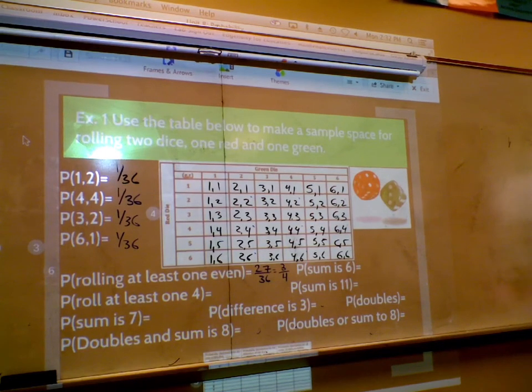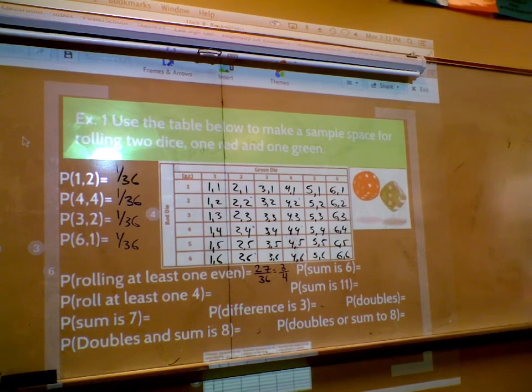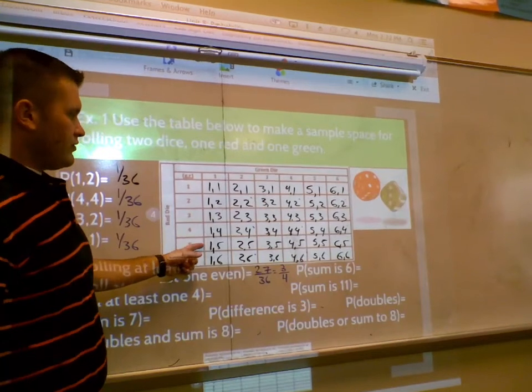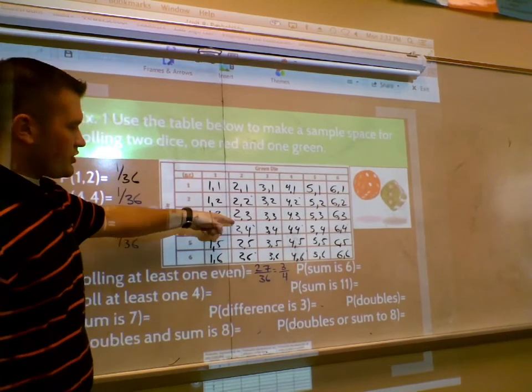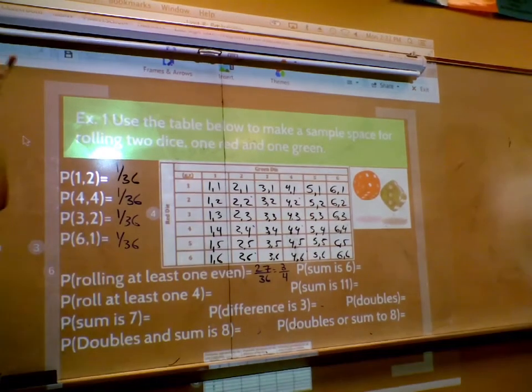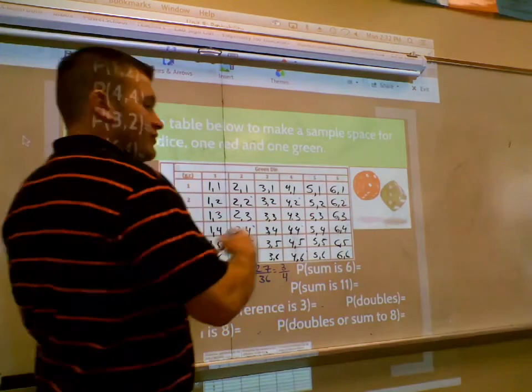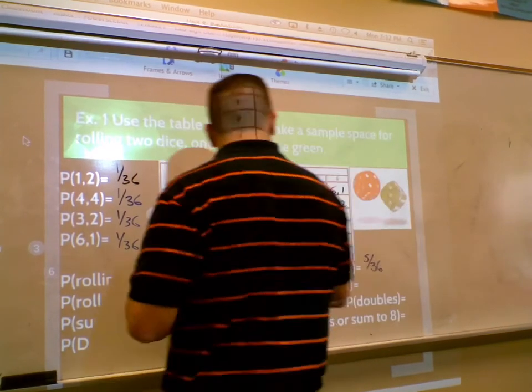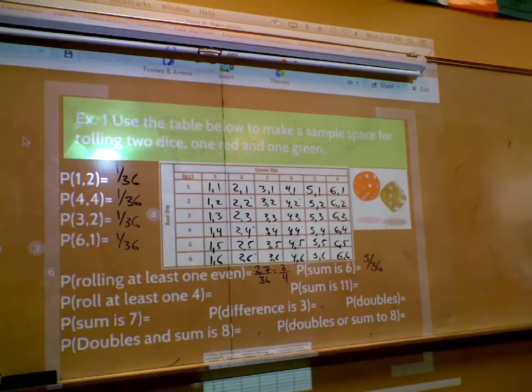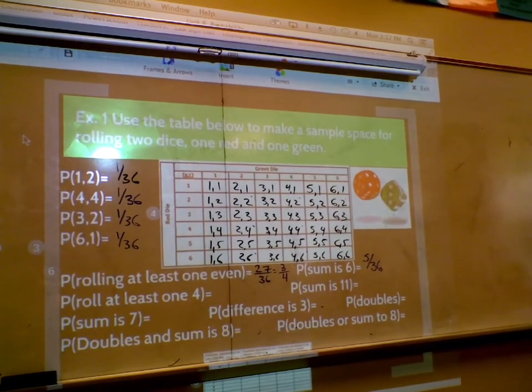Are we good? What does sum is 6 mean? It means they add up to 6. Good. So how many add up to 6? We have 1 and 5, 2 and 4, 3 and 3, 4 and 2, 5 and 1. That's 5 total ones that add to 6. So what's the probability? 5 out of 36. Possible outcomes is 36. Favorable outcomes is 5.